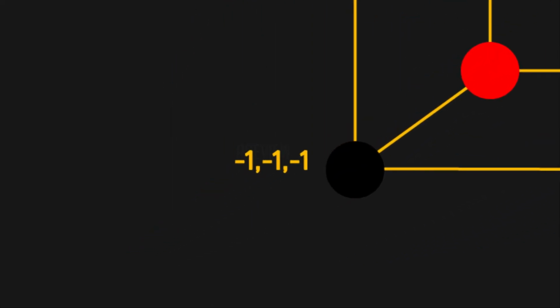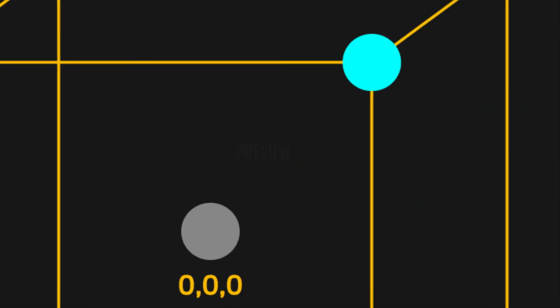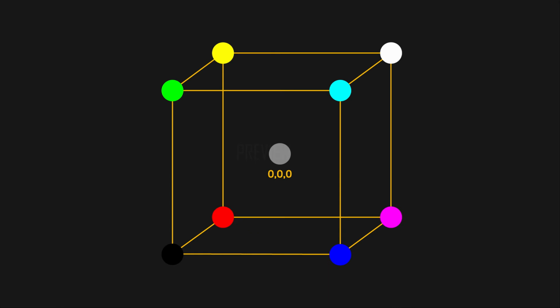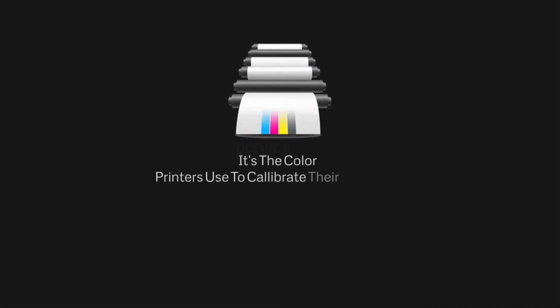black is -1, -1, -1. White is 1, 1, 1. And a color called vacuo, the middle between the 8 extremes and the only color in the world without an opposite. It's the color printers use to calibrate their machines.